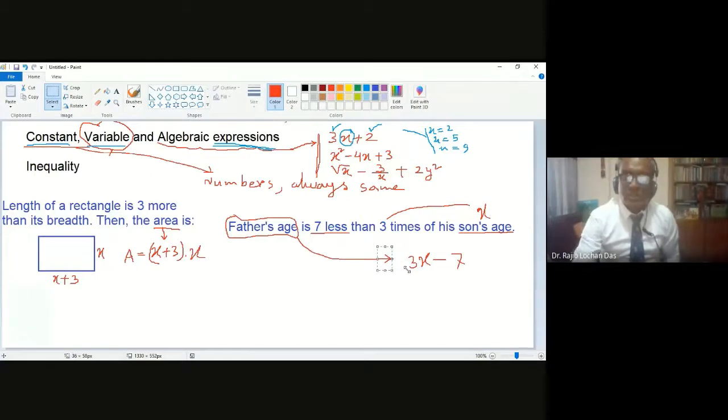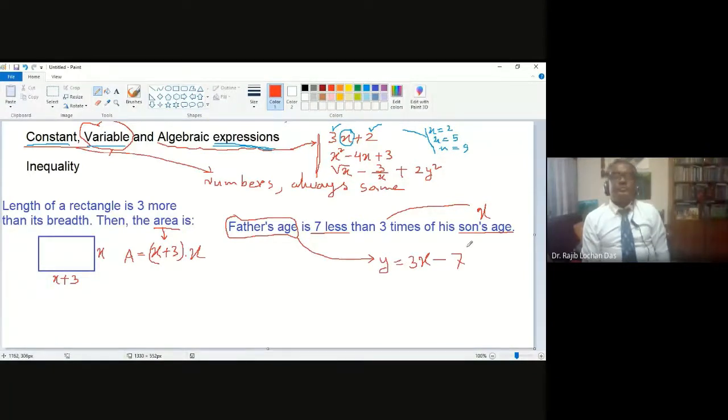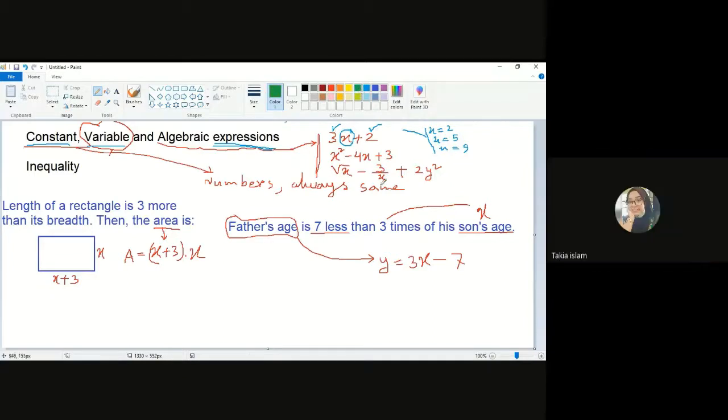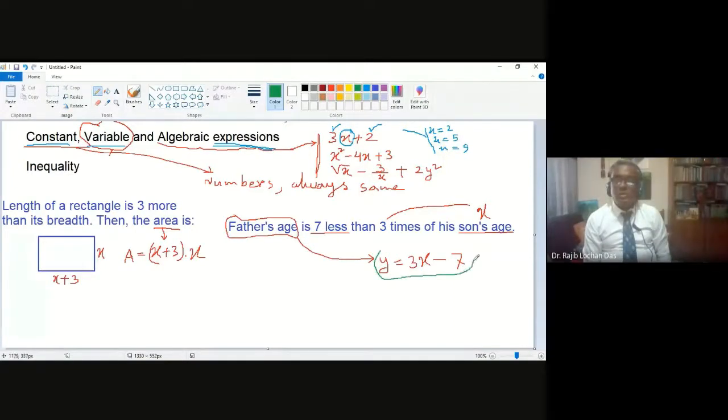In this case, if you think that the father's age is y, say for example, we are thinking father's age is y. So you will write y equal to this. Is that okay? You understand what I have said now? Yes, sir. So this whole thing, y equal to 3x minus 7 and A equal to x plus 3 into x, this whole thing will be called equation.